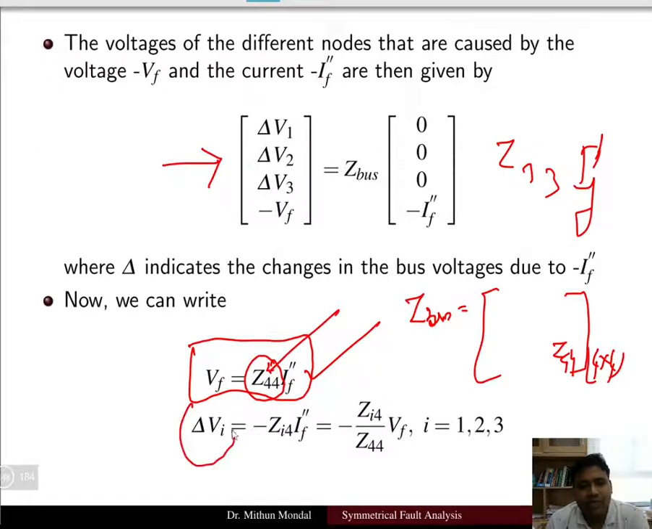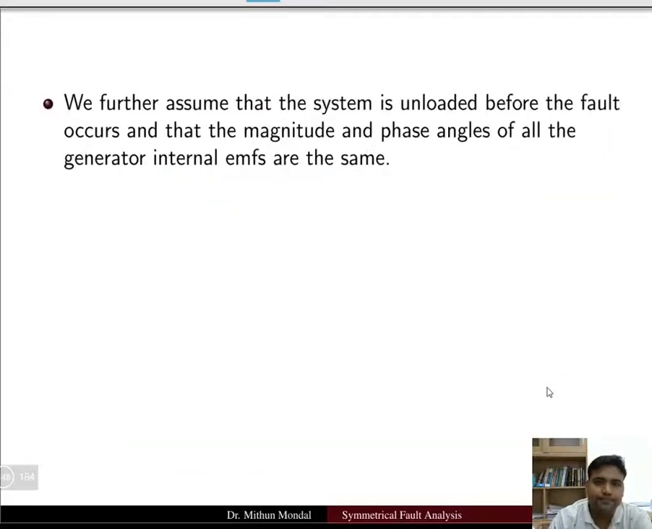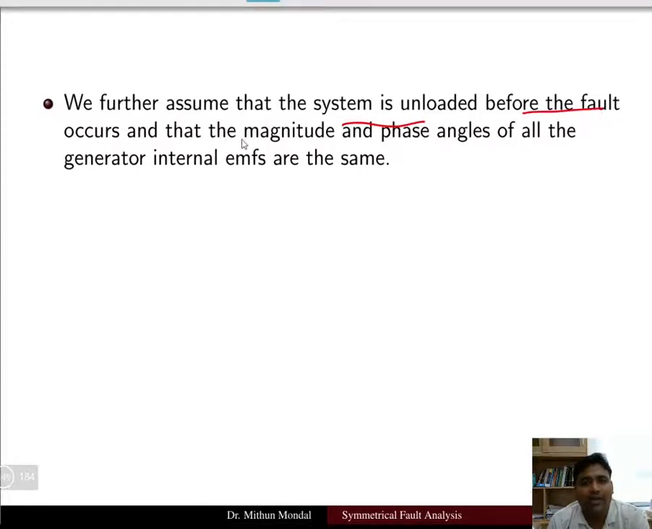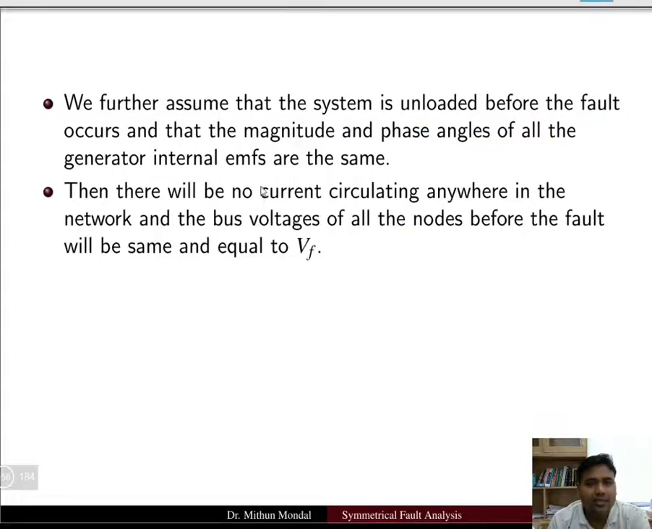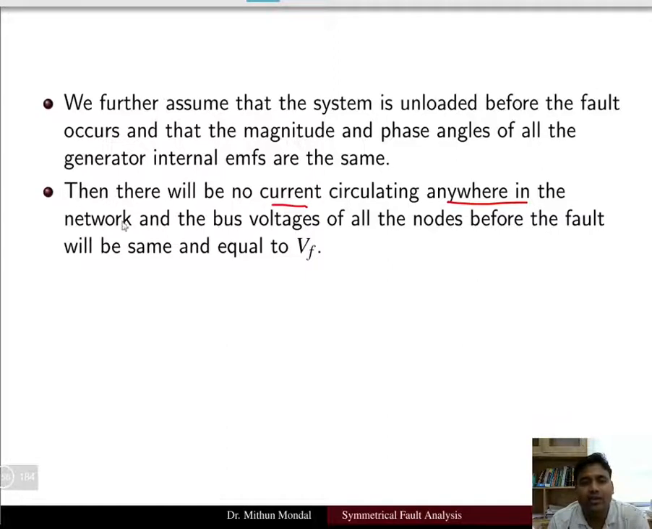So delta Vi for any other buses 1, 2 and 3 can be obtained by minus Zi4 into IF double dash, where i indicates the bus for which we are calculating. So it is equal to minus Zi4 by Z44 into Vf, where i is equal to 1, 2 and 3. We further assume that the system is unloaded before the fault occurs and that the magnitude and phase angle of the generator internal EMFs are the same. Then there will be no current circulating anywhere in the network, and the bus voltage of all the nodes before the fault will be the same and equal to Vf.